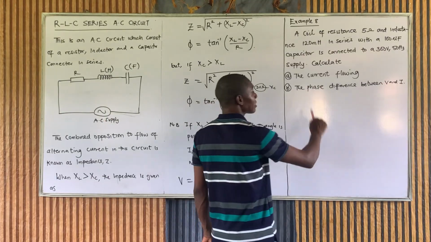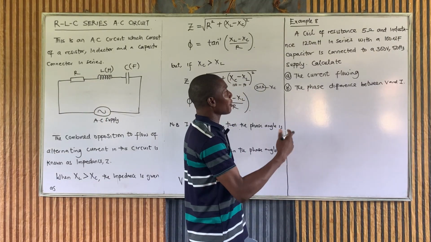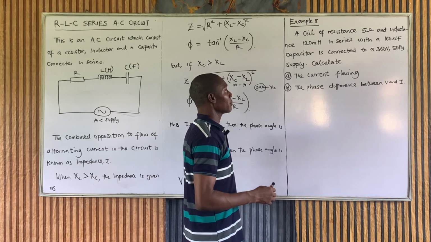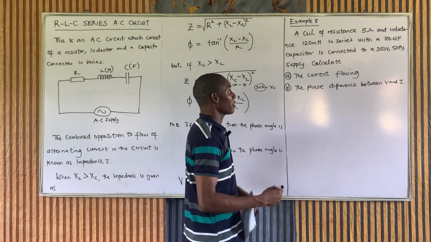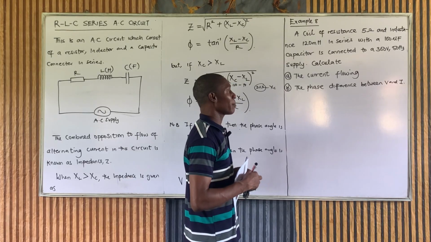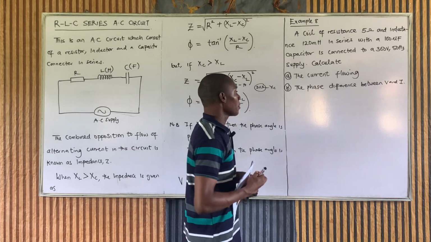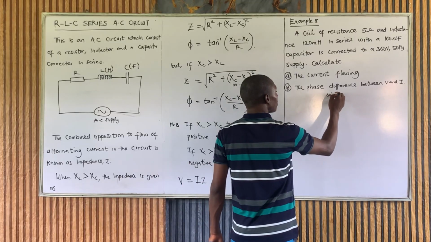So let's look at this example 8. A coil of resistance 5 ohm and inductance 120 millihenry in series with a 100 microfarad capacitor is connected to a 300 volt 50 Hz supply. Calculate the current flowing and the phase angle between V and I. So let's solve this question now.